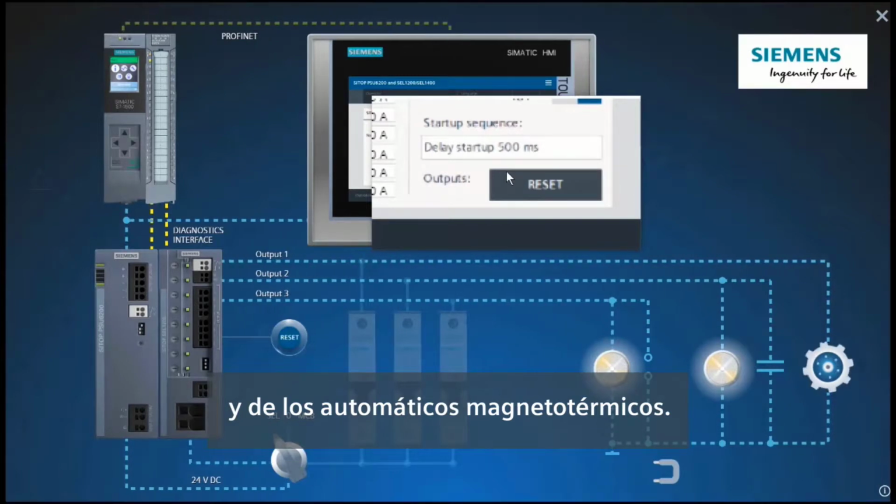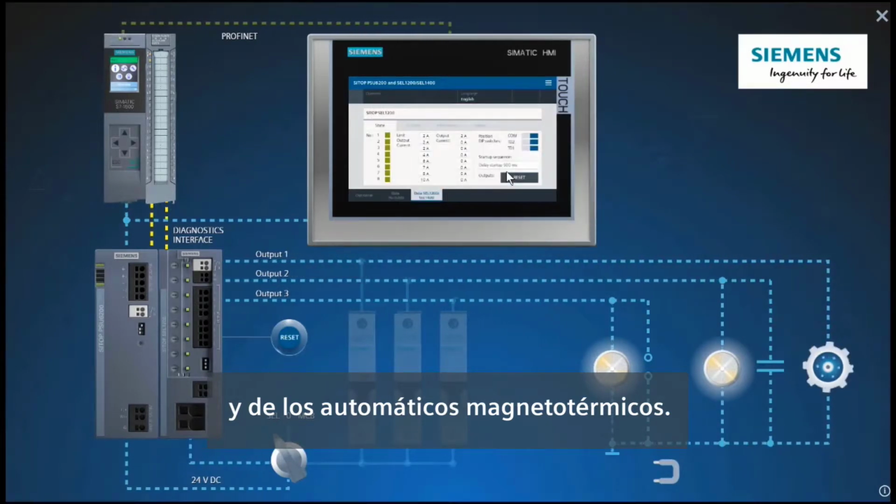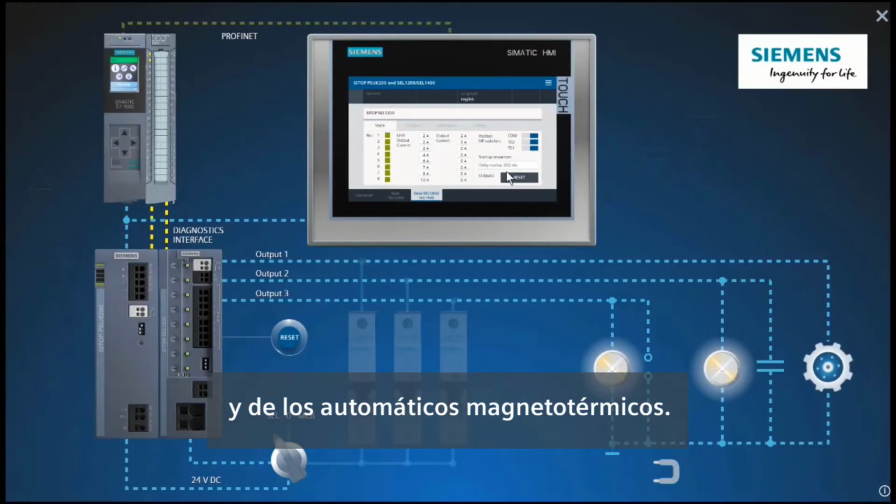In the next video sequence, we will look at the tripping behavior of the selectivity module and miniature circuit breakers.